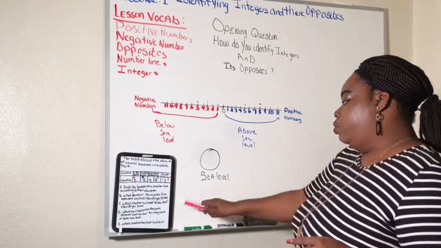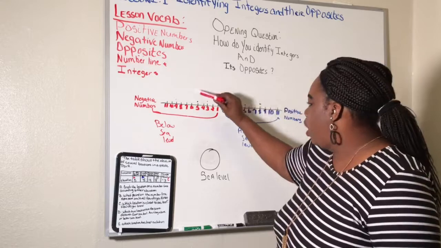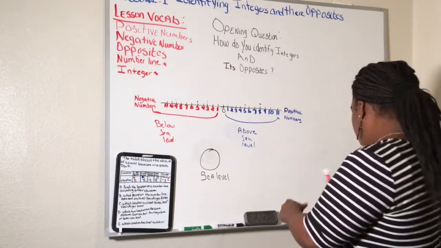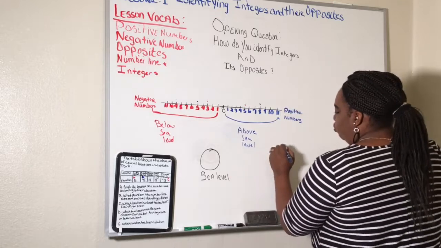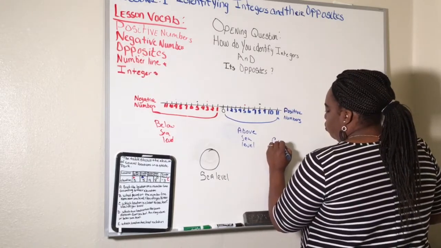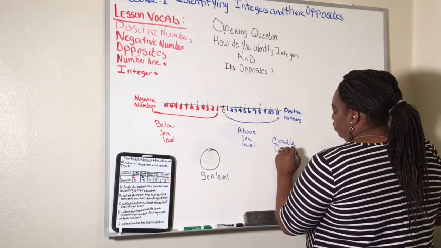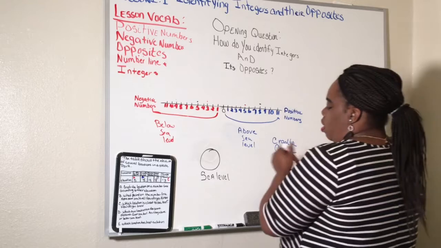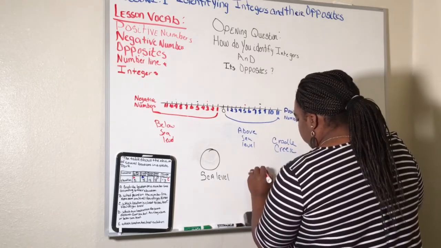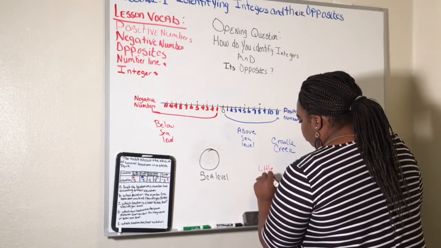So the two locations that are the same distance from sea level are Cradle Creek and Little Butte. So Cradle Creek, and we have Little Butte.